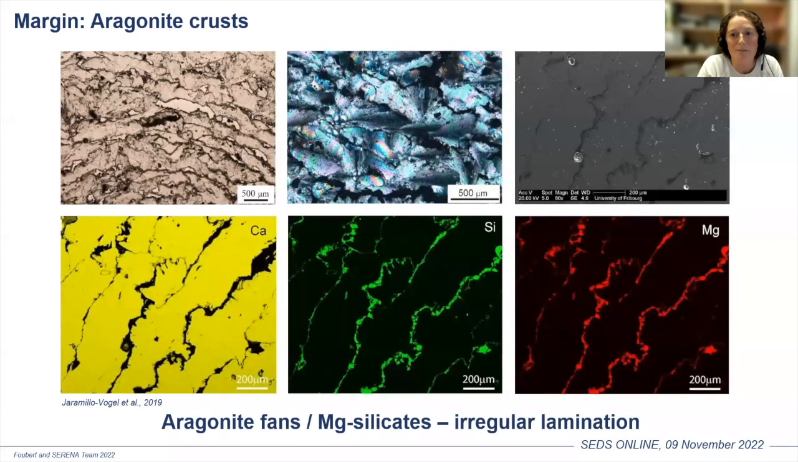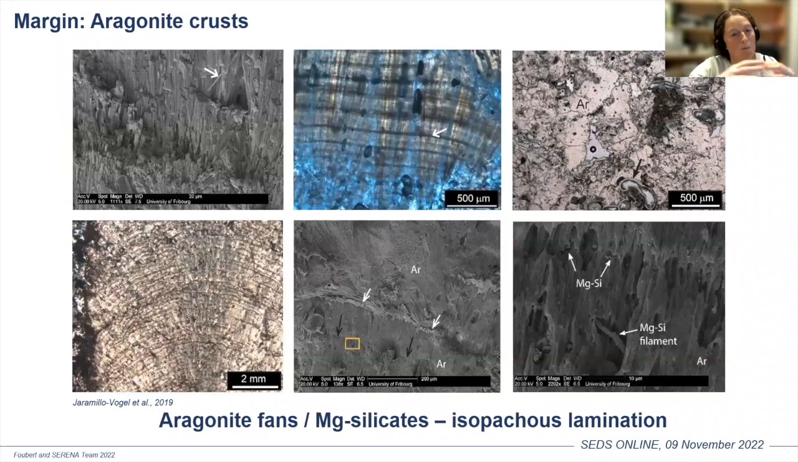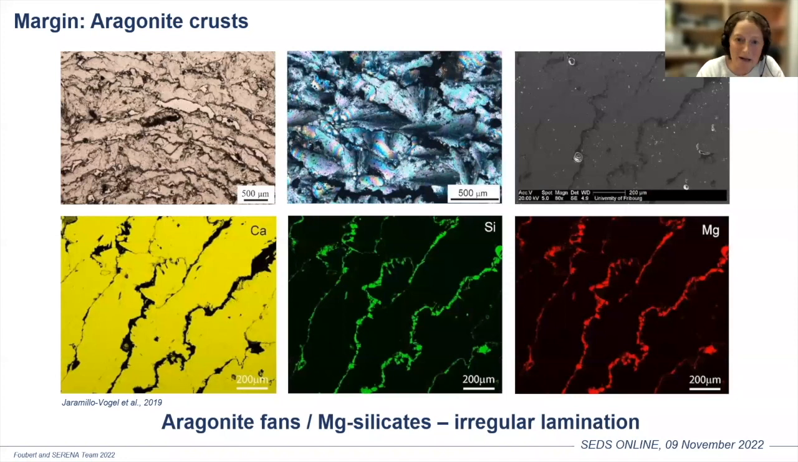The laminated fabrics can change from very regular, as we call it, isopachous lamination into more irregular isopachous laminations. And this can happen in one sample or within one layer. In this case, the fans are not preferentially growing perpendicular anymore to the laminations, as do aragonite fibers involved in isopachous lamination. The elemental maps here show the distribution of calcium, silica, and magnesium.